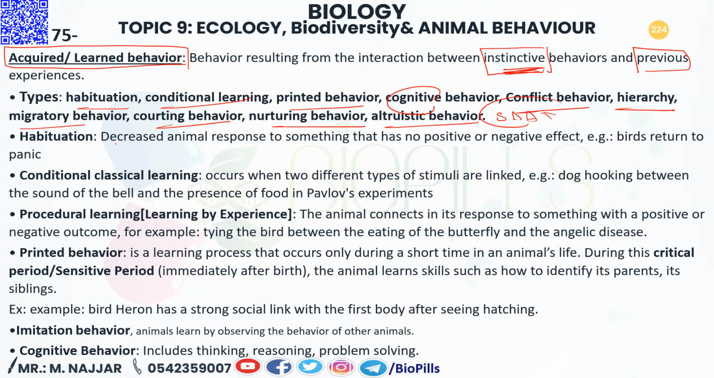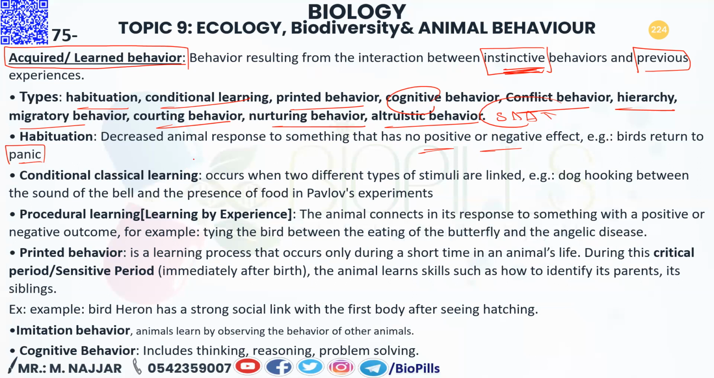Very briefly. Habituation decreases the animal's response to something that has no positive or negative effect. For example, birds panic when you change the place of the scarecrow, or the shadow man. But when you leave it in the same place, they will get used to it. So no positive or negative effect. So they will come and eat and stand even on its head.